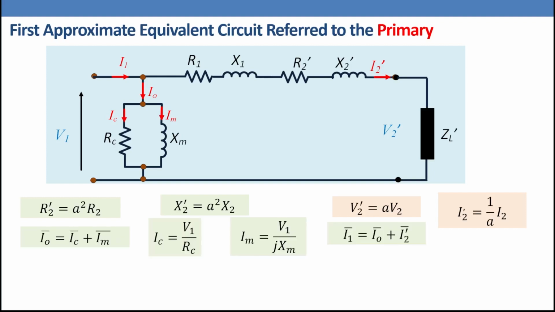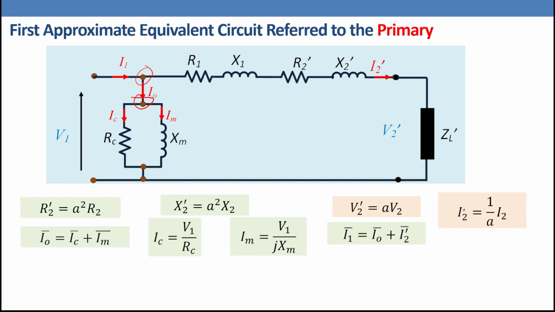So how to calculate I0? Using Kirchhoff's current law at this node, where I0 equals I core plus I_M. And because this circuit is simpler than the exact equivalent circuit, I core directly equals V1 over Rc, and I_M equals V1 over jXm. And using this node, we can calculate I1 now. I1 equals I0 plus I2'.